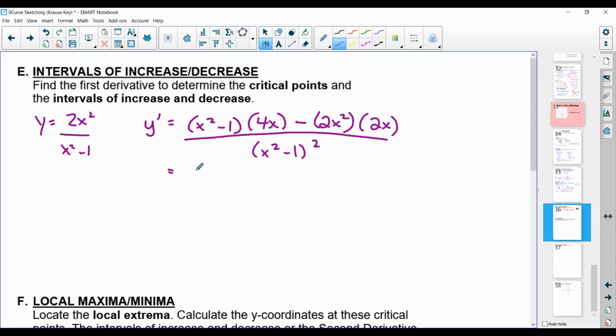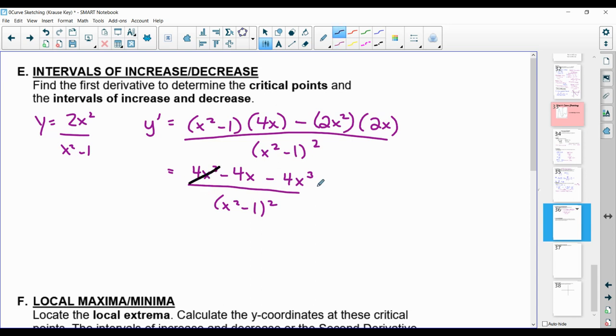Now when we multiply this out, we've got 4x cubed minus 4x minus 4x cubed all over x squared minus 1 all squared.